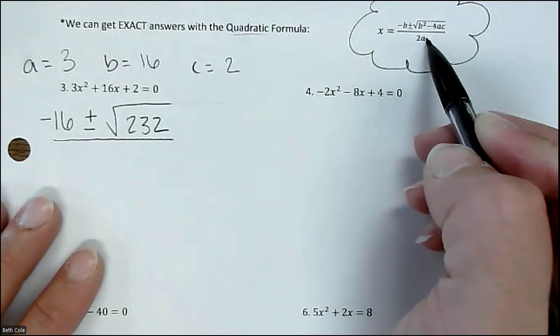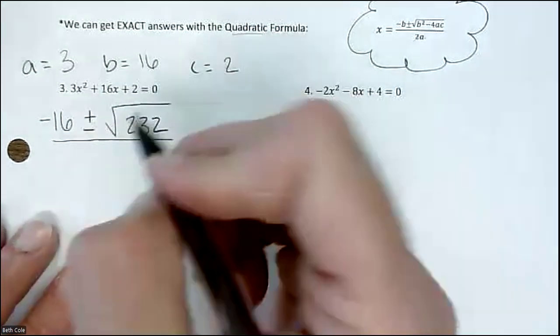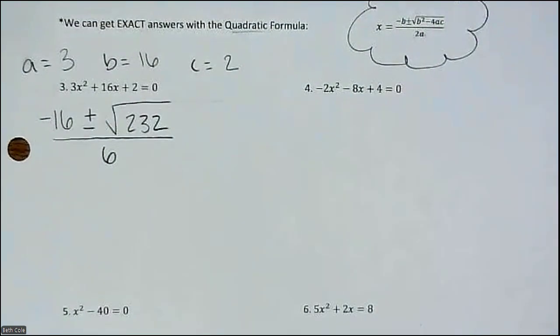2 times A, 2 times 3, which is 6. Listen carefully to me. On Delta Math, that would be your answer. You're done. But on the SOL, they're probably going to make you simplify it. So I made all mine ones that you have to simplify. But you understand that on Delta Math, that's the answer. That's it. That's all you have to do.